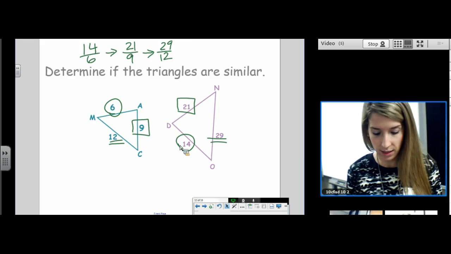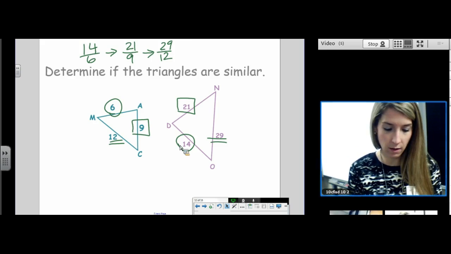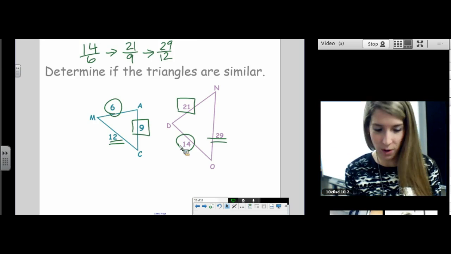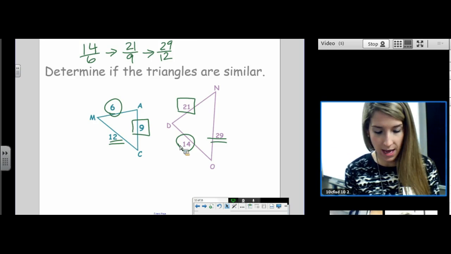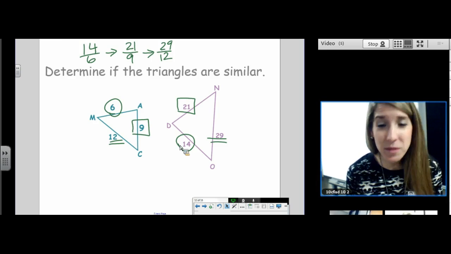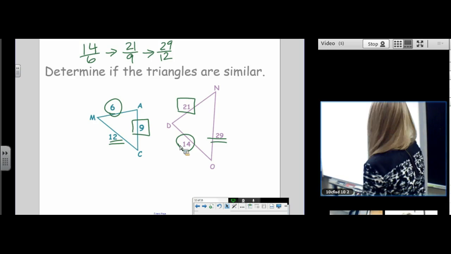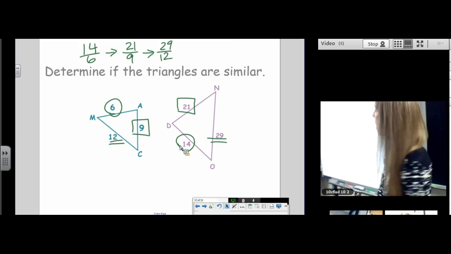There are so many ways to do this. But if I divide each of them, I get 2.3 repeating. For the next one, I get 2.3 repeating. For the next one I get, oh no, 2.4. So they're almost similar, but almost doesn't count for anything. So the answer is no, the triangles are not similar.